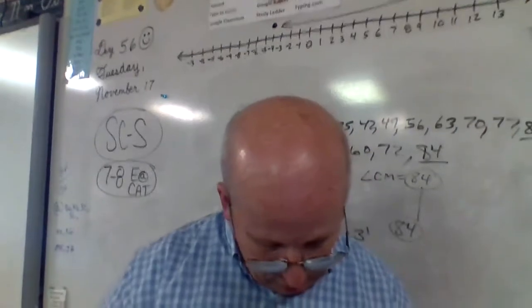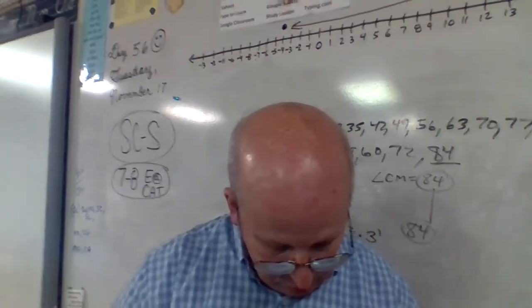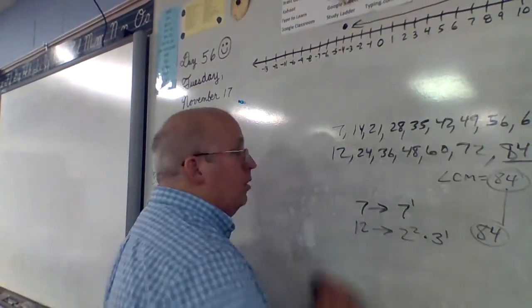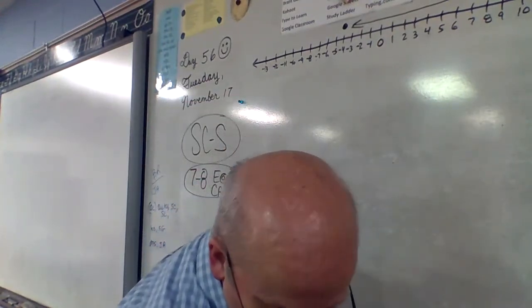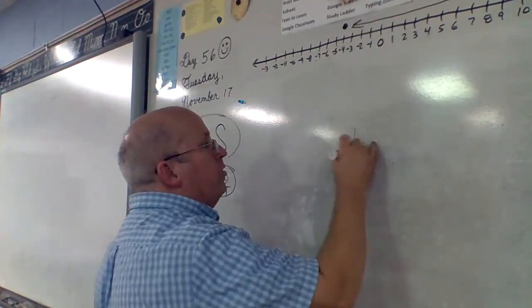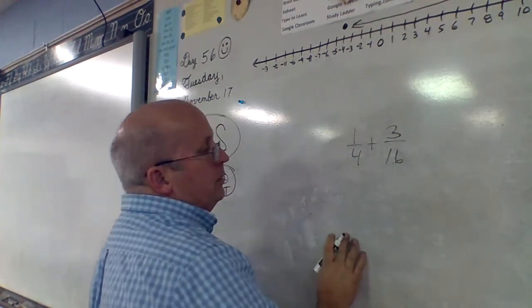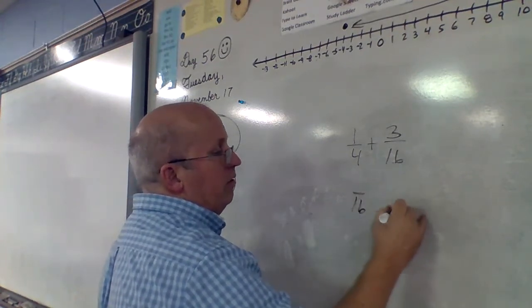So let's go down to 5 through 8. Let's do some adding problems and subtracting problems there. I'm going to start with something similar to number 5. Number 5 says 3/4 plus 1/16. I'm going to do 1/4 plus 3/16. I'm going to look for a common multiple. In this case, it's 16.